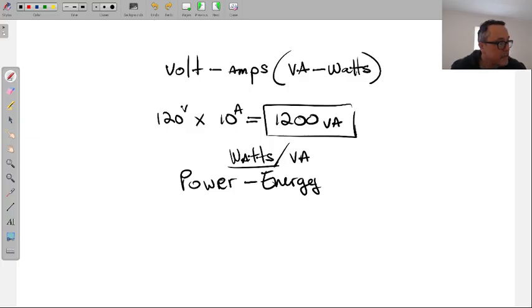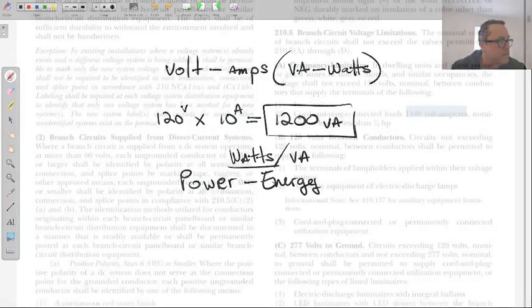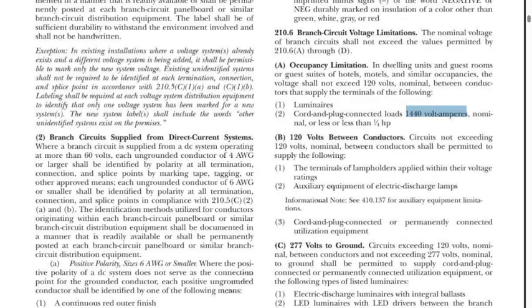So when you see something like this, and we are going to see a bunch of this stuff in the next Article 220, what this is saying is no more than 1,440 watts can be plugged into this circuit. That's why it's saying cord and plug connected loads of 1,440 watts.